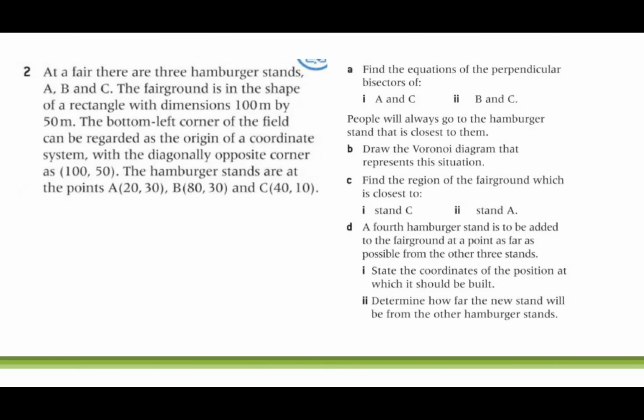At a fair, there are 3 different hamburger stands. The fairground is in the shape of a rectangle. The dimensions are 100 wide, 50 high, let's just say. The bottom left corner of the field can be regarded as the origin. We'll call it 0, 0. And then we're given the opposite corner, of course, 100, 50. Got it. 100 on the x, 50 on the y. And the hamburger stands are located at A, B, and C. Let's take a little picture of what that looks like.